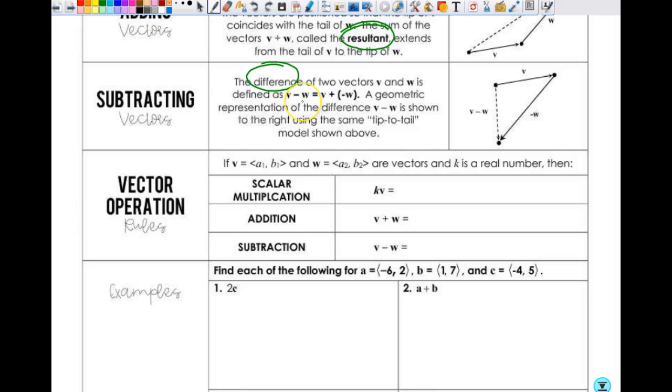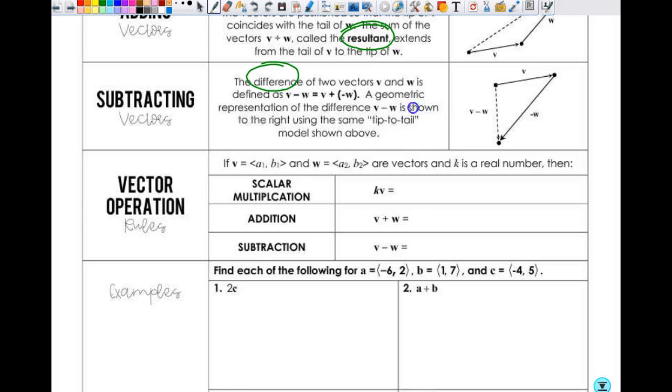To subtract them, if I want the difference of 2 vectors, v and w, it's defined as v minus w, but you can always change subtraction to addition. That's actually how it's defined. It may be how you were originally taught subtraction, but you change this to plus a minus, right? So v minus w is the same as v plus negative w, which is going to reverse the direction. So a geometric representation of the difference is over here. So here's v. And then since we took w and had to reverse the direction, it's now coming this way. So this is actually what v minus w is, okay?